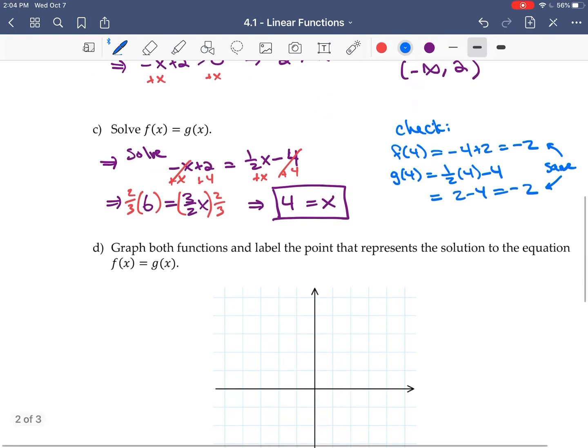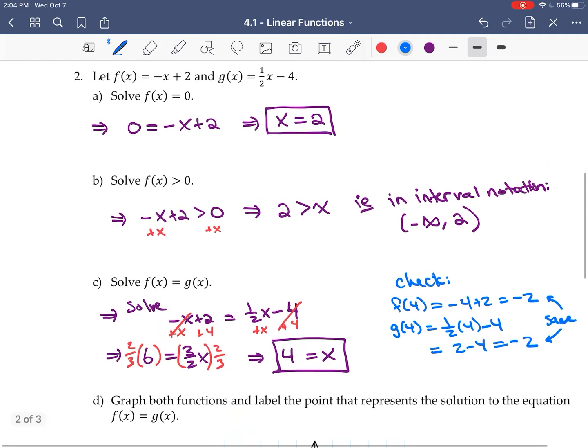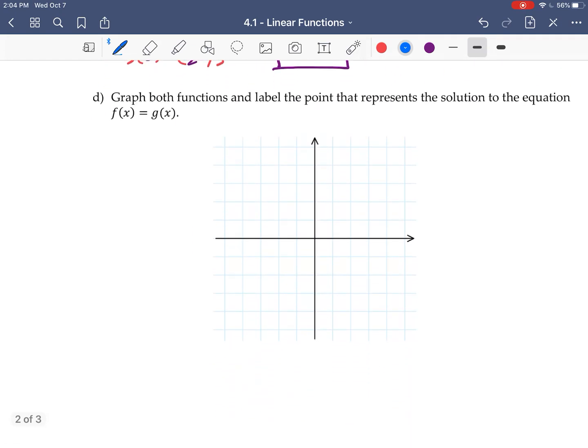Now if we graph them, let's graph them on the same grid here. So f of x has a y-intercept at the point 0, 2 and a slope of minus 1. So I'm going to go down 1 over 1 to get a point, or up 1 over 1 to the left. So this is my function f of x.